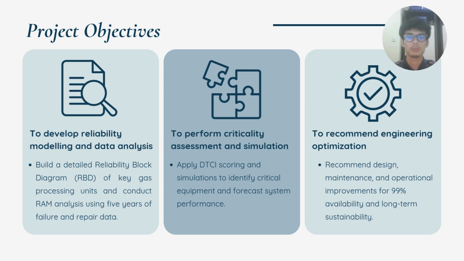Moving on to the project objectives, this project aims to enhance the reliability of a gas processing plant. So, we will first develop a detailed reliability block diagram (RBD) and conduct RAM analysis using 5 years of operational data. Next, we will perform criticality assessments with DTCI scoring and run Weibull++ and BlockSim simulations to evaluate the system behavior. And finally, we will recommend engineering and maintenance optimizations to achieve 99% availability, improve sustainability, and ensure long-term asset integrity.